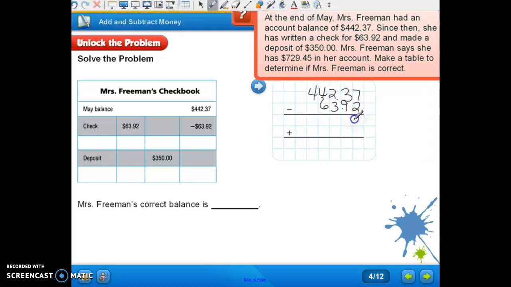7 minus 2 is 5. We regroup our 2 to a 1. That gives us 10. 13 minus 9 is 4. Use your decimal place. Regroup your 4 to a 3. That gives you 11. 11 minus 3 is 8. Again, we'll have to regroup because we can't have 3 minus 6. So 13 minus 6 is 7. And then bring down your 3. Let's see if we can't tidy up this 4.